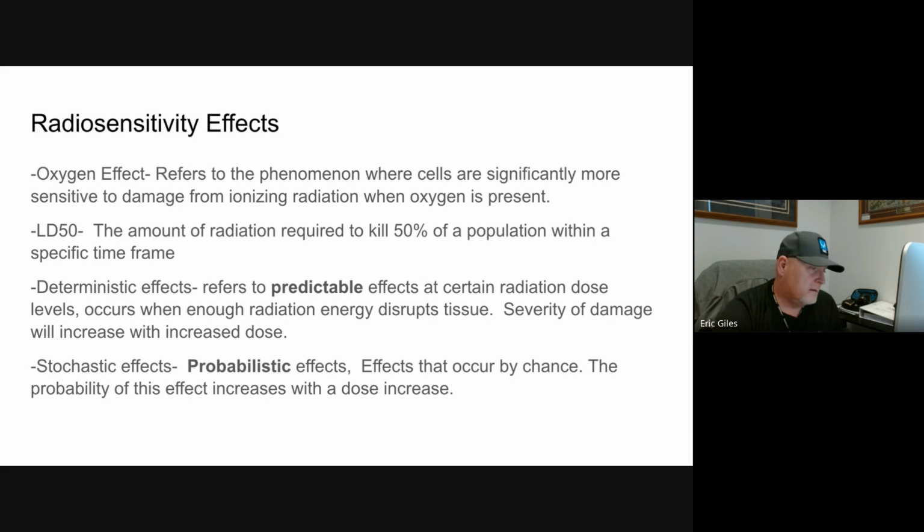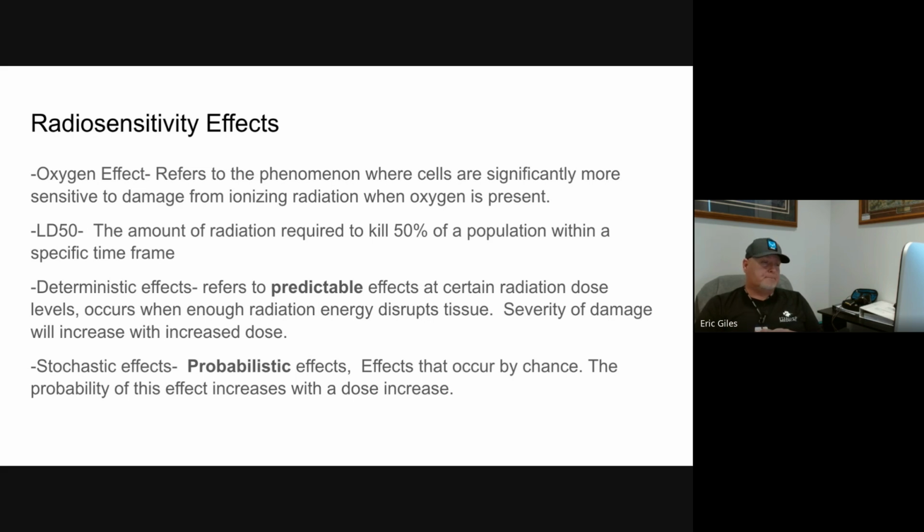Okay. Deterministic effects refers to predictable effects at certain radiation dose levels occurring when enough radiation energy disrupts the tissue. Severity of damage will increase as doses increase. So keep that in mind. Deterministic radiation, it's predictable. So the amount of mAs or kV that we use is directly proportional to the damage that we do to tissue.